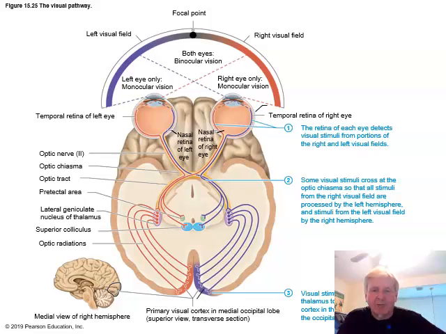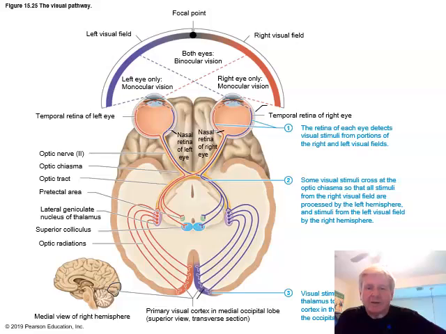Some visual stimuli will then cross the optic chiasma, mainly the nasal retina of the right eye, so that all stimuli from the right visual field are going to be processed by the left hemisphere. That's the reason you have these red optic radiations on the right side here of the visual cortex. The same thing applies for the left side of the visual cortex in the occipital lobe, which represents the left visual field, as you can see from the colors.